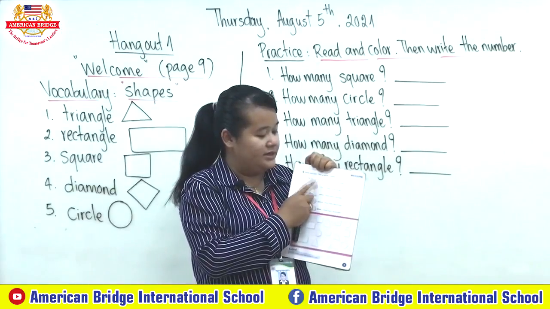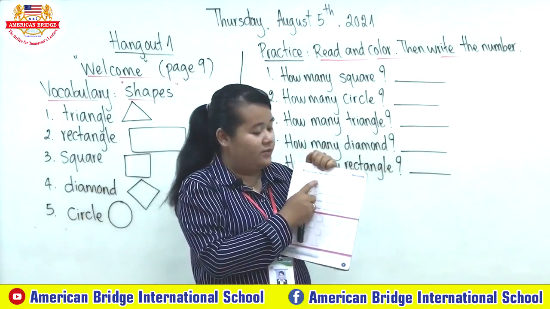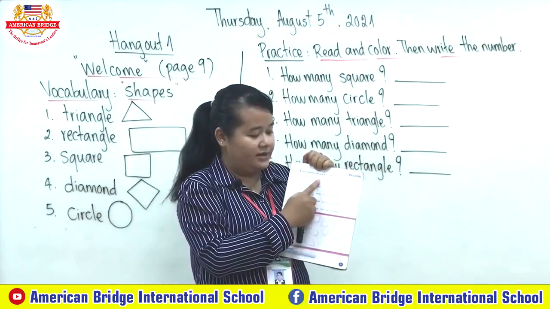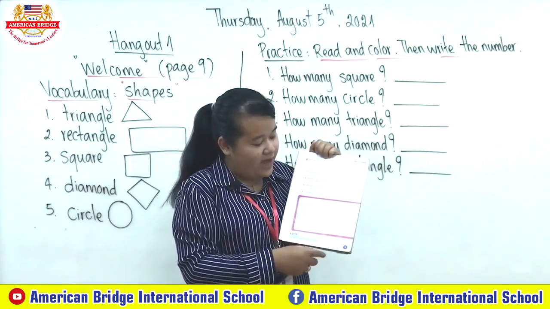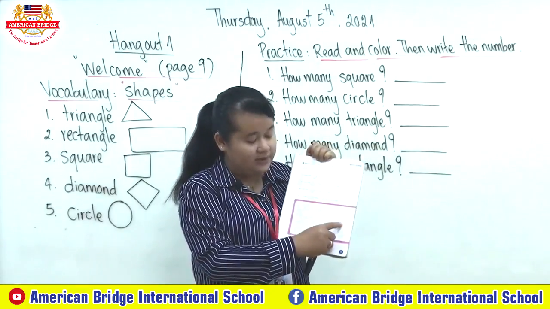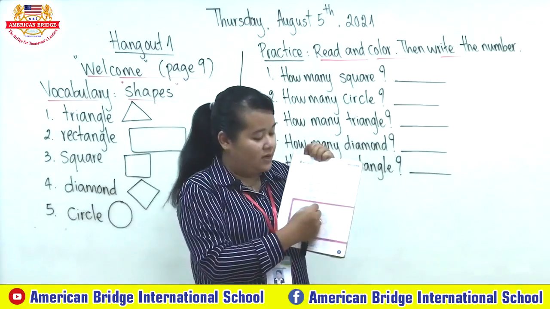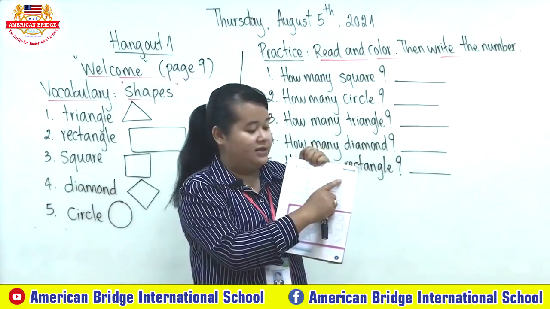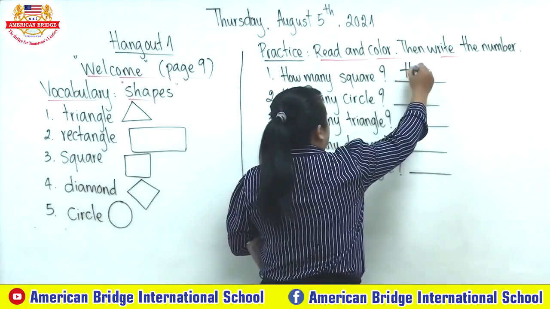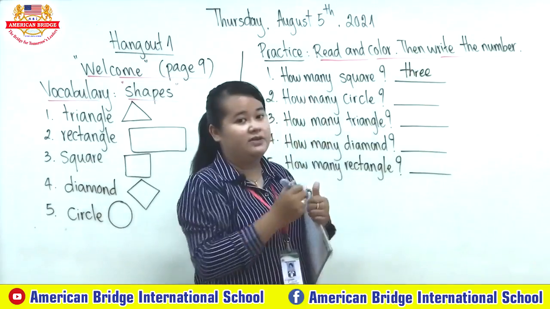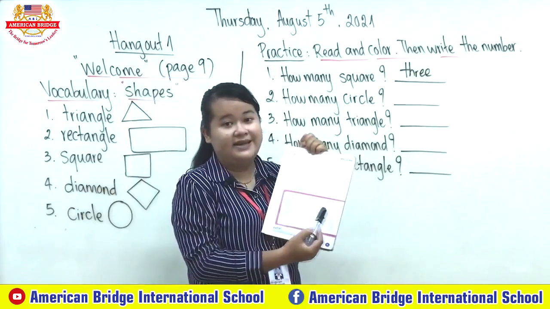Number 1, color the what? What is this? Is this a rectangle or a square? Good, this one is a square. So circle the square red. How many squares? You need to count: 1, 2 and 3. So we have 3 squares. Use your red color to color here, and after that write 3. So we write the number 3, and then use your color to color the pictures related to square.